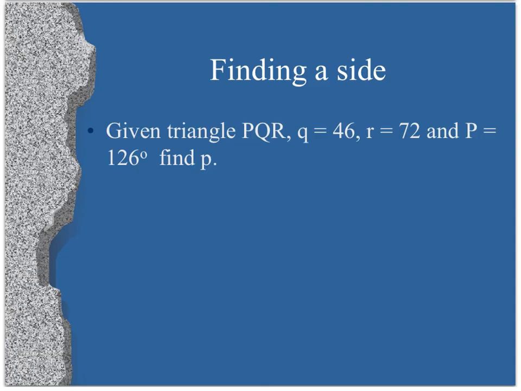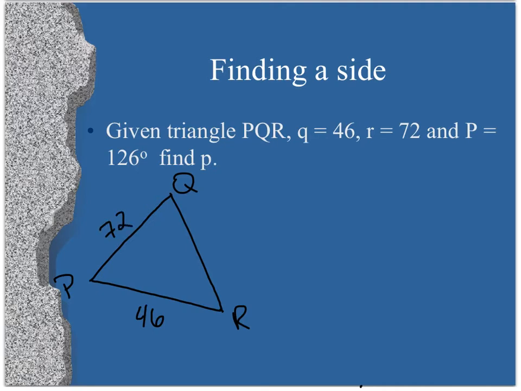Here's our first example. We're going to find a side, and I'm just going to draw the triangle. I'm going to thicken this a little bit because it comes out a little bit better. Given triangle PQR. Okay, so I'm going to call this P, Q, and R. Q is 46, R is 72, and P is 126 degrees. I look at the information that's given to me, and I have side, angle, side. So that tells me I need to use the law of cosines. Okay, so I want to find side P. So that's what I'm solving for.